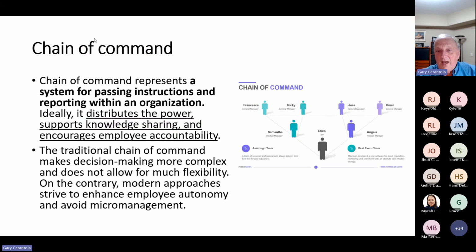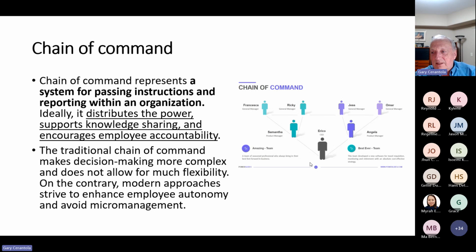Okay, so the chain of command distributes the power, supports knowledge sharing, and encourages employee accountability. You can see here the chief executive officer is the number one command person, and then has particular managers under them, so the command goes down the line, all the way down to a general manager that runs an operation, a company or a manufacturing facility or whatever. That's what chain of command is all about.